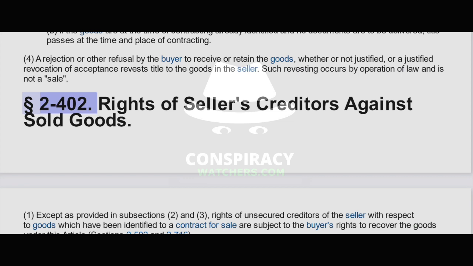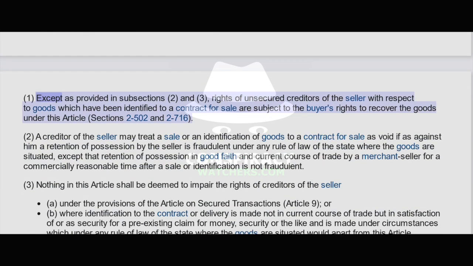Section 2-402. Rights of seller's creditors against sold goods. Except as provided in subsections, the rights of unsecured creditors of the seller with respect to goods which have been identified to a contract for sale are subject to the buyer's rights to recover the goods under this article.